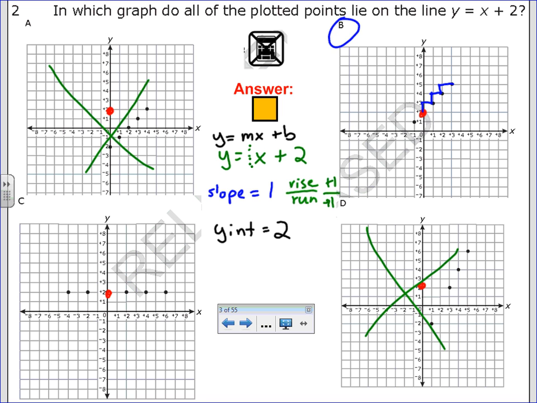I went up 1, over 1, up 1, over 1. B. This goes up 0 and over 2. This has a 0 slope. This equation is y equals 2, or y equals 0x plus 2. So this is not my answer, but B is. Alright.